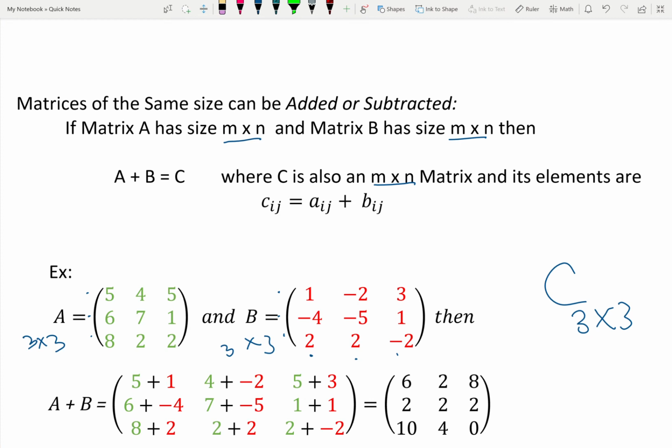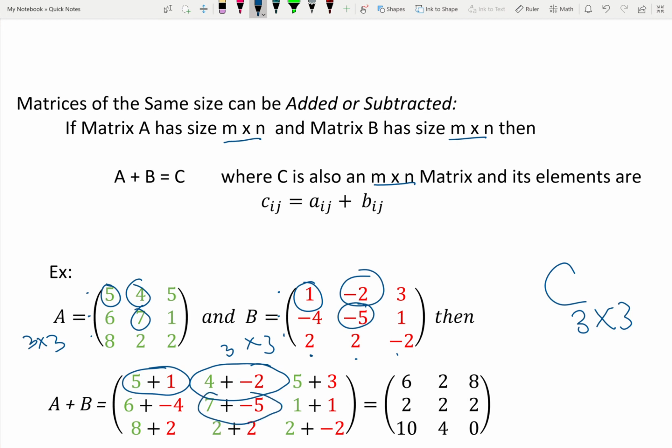Well, what I'm going to do is I'm just going to add the same, so like the top left entry is added to the top left entry here. That's where I get 5 plus 1. The top middle entry is added to the top middle entry here. That's where I get 5 plus minus 2. Then so on and so forth, right? The middle entry is added to the middle entry. That's why I get 7 plus minus 5. So you're just adding the corresponding elements.